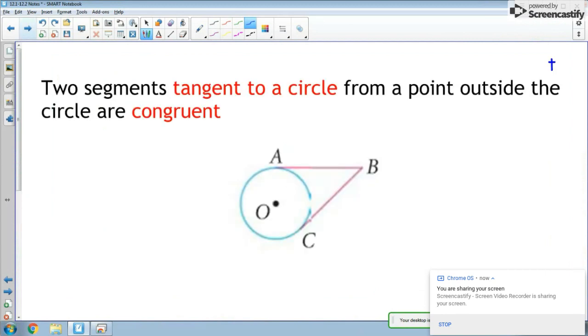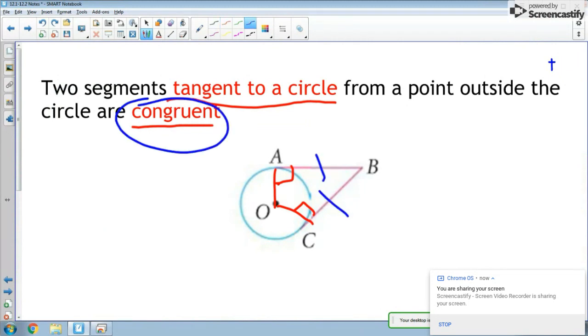Okay, next. So here's a couple things that you want to know. Two segments that are tangent to a circle, so fill that in, from a point outside the circle, are congruent. So in other words, if this is tangent right here, and this is tangent right here, then what they're saying is congruent. They're saying that this is congruent to this. So please write that little bit in to your notes and make sure you have those two vocab pieces filled in. It's just a theorem.